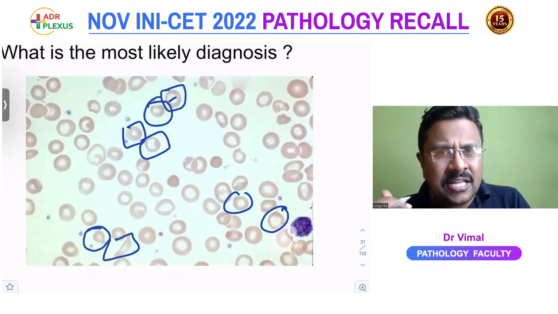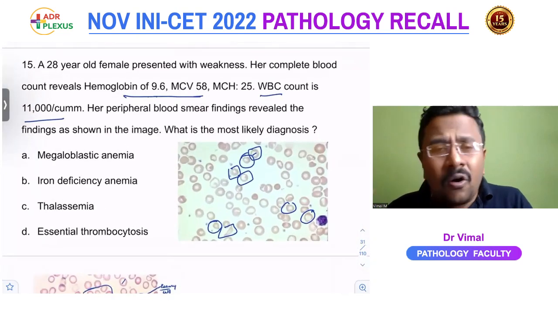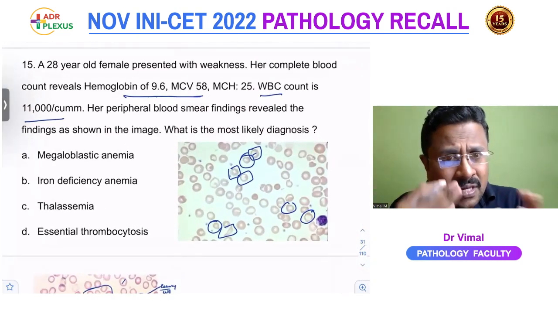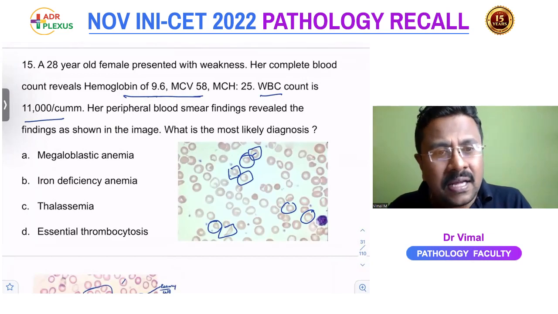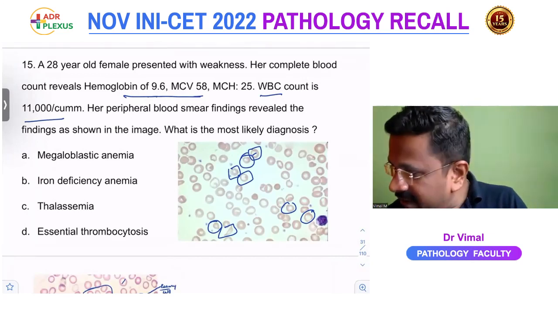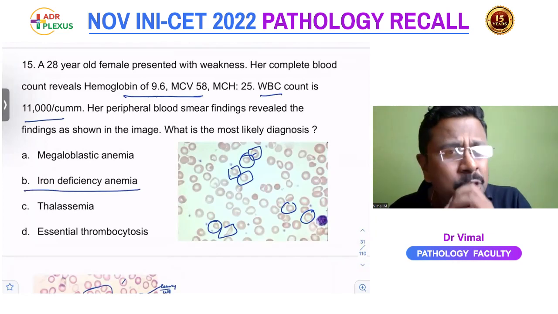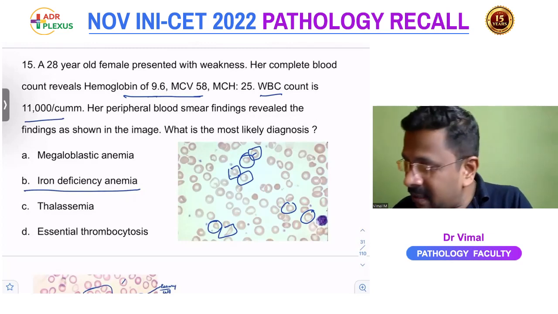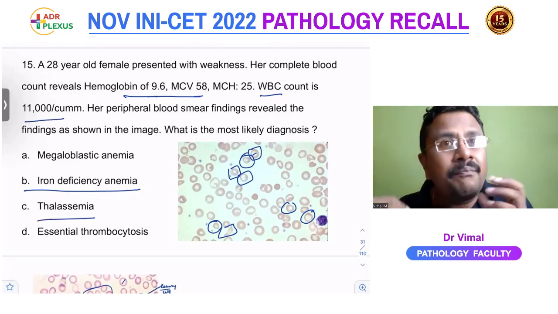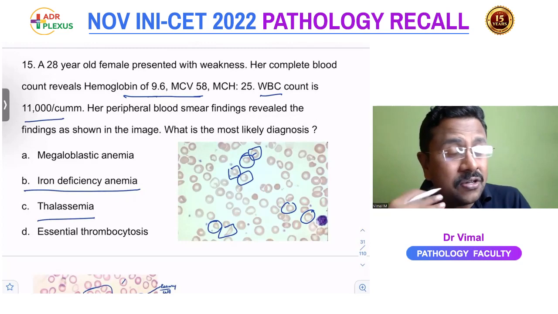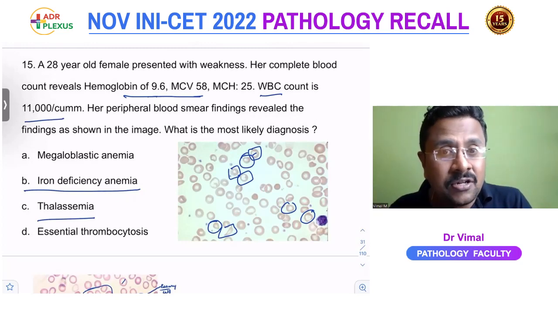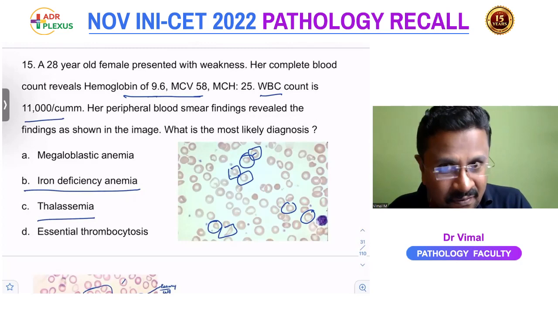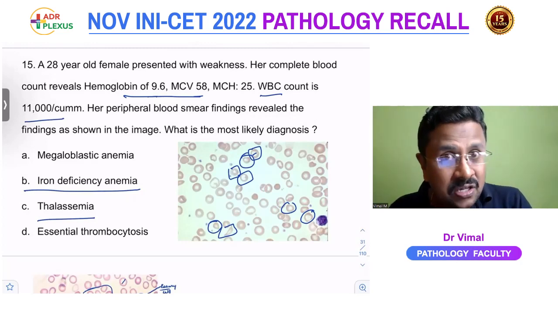So with this anisopoikilocytosis and microcytic hypochromic picture in a female of reproductive age group, the diagnosis here will be iron deficiency anemia. In megaloblastic anemia, usually the MCV will be more than 100. And in thalassemia, actually thalassemia major, the anisopoikilocytosis will be more marked, and the patient will not be presenting with these kinds of clinical features. A repeated history of blood transfusions and all those things will be there.